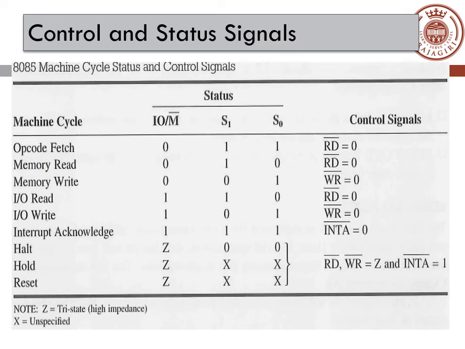So let's see the different options of the control and status signal. Now in the machine cycle, if you want to perform an opcode fetch, in which you are going to fetch an instruction, an opcode from the memory. Since it is a memory operation, the IO bar M bar signal will be 0. Suppose you are going to perform a memory operation, this particular signal IO bar M bar will always be 0. If you are going to perform an input operation, that particular signal will always be 1.